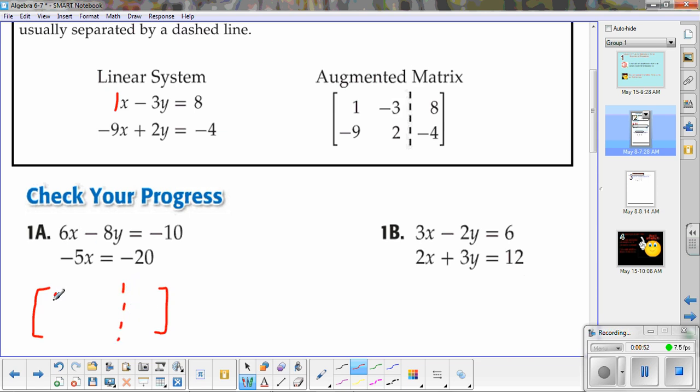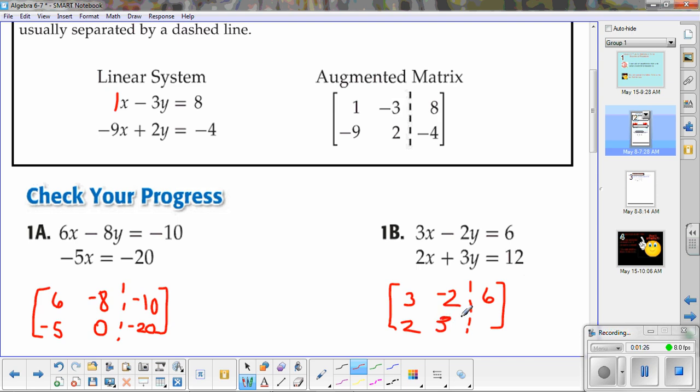So in the top row, we're going to have 6, -8, and -10. On the bottom row, -5, and then there's going to be a 0 since there's no y term, and -20. And then for this one, 3, -2, 6, 2, 3, 12.